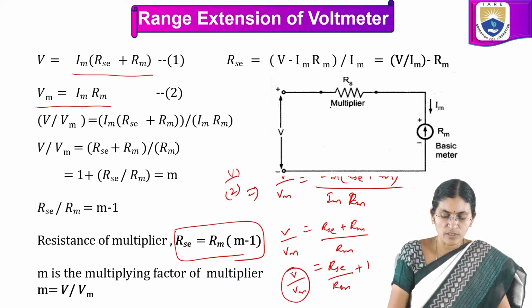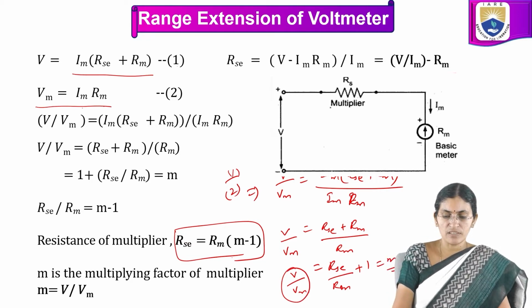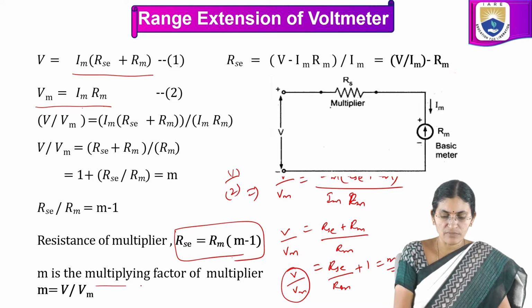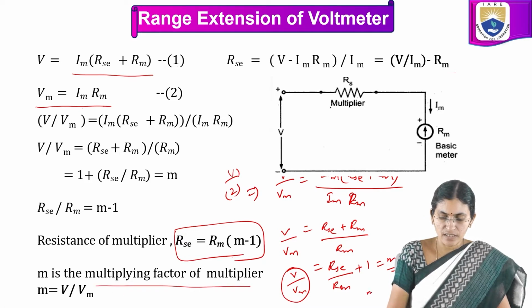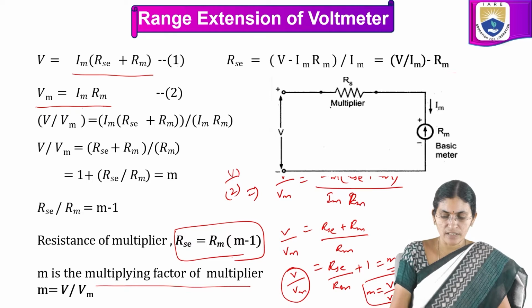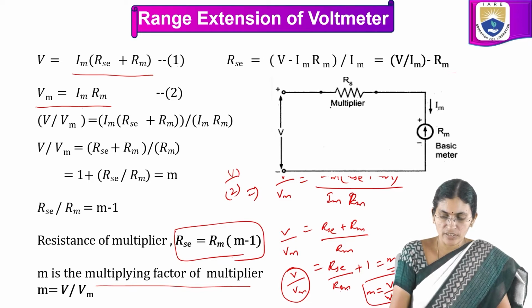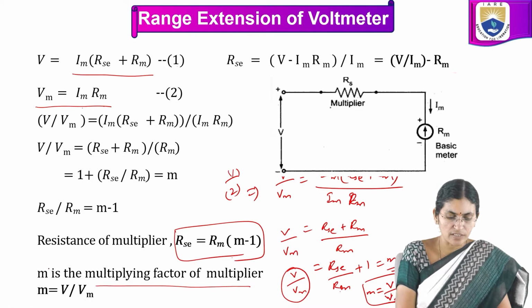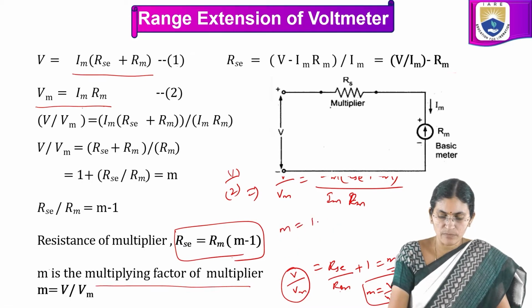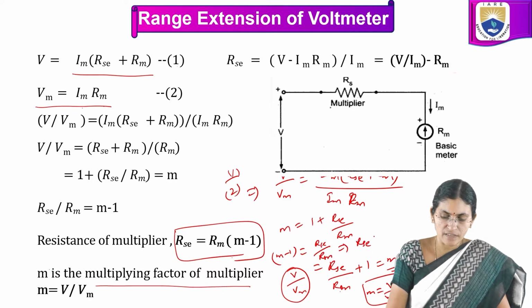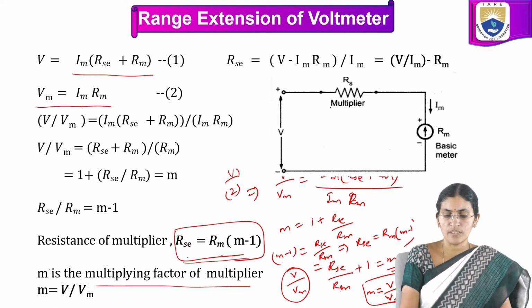So V by Vm is also equal to M, where M is nothing but the multiplying factor of the multiplier. We write M is equal to V by Vm, where V is the full range voltage of the instrument and Vm is the voltage across the meter. So M is equal to 1 plus RSC by Rm, or M minus 1 is equal to RSC by Rm. From this we can write RSC is equal to Rm into (M minus 1).